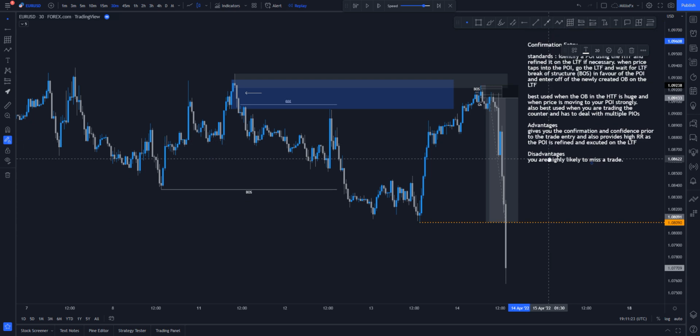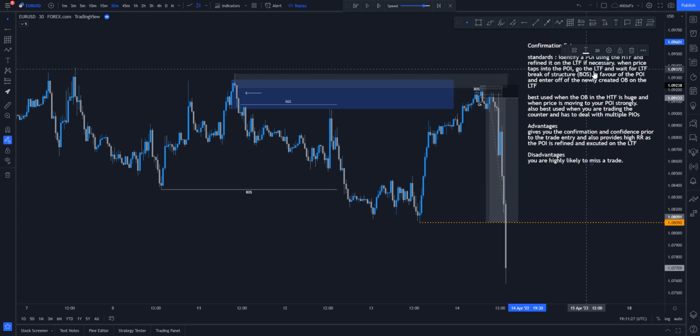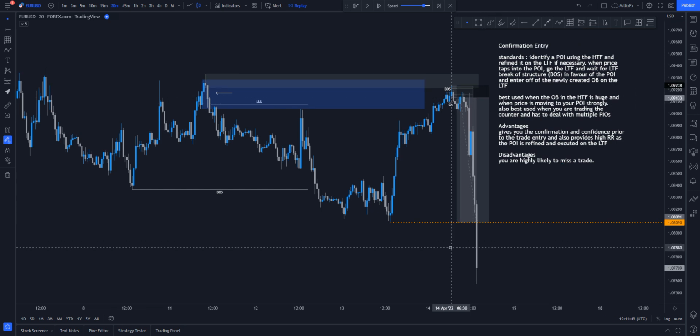So now when price taps into the POI, go to the lower time frame and wait for the lower time frame breaking structure in favor of the POI, and enter off of the newly created OB on the lower time frame. So you can see this was the newly created order block, because you can see an engulfing candle engulfing the previous candle, the last up move candle before the down move. Perfect order block right there. Price broke structure, went back, tapped into the trade, and shot all the way to the downside.